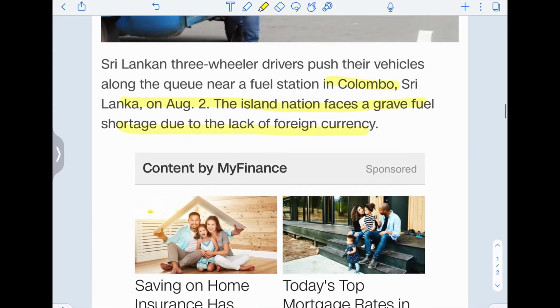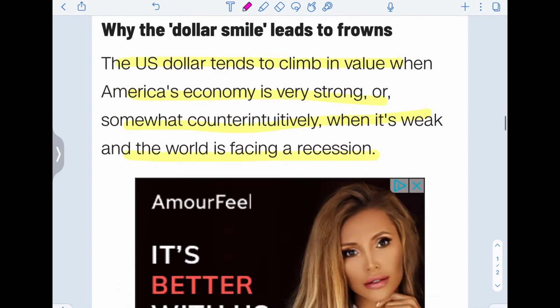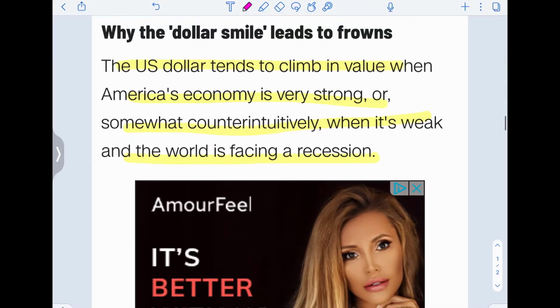Okay, and here the author, Julia, talks a little bit more about how Sri Lanka, the island nation, faces a grave fuel shortage because there's a lack of foreign currency. So why is this a problem?